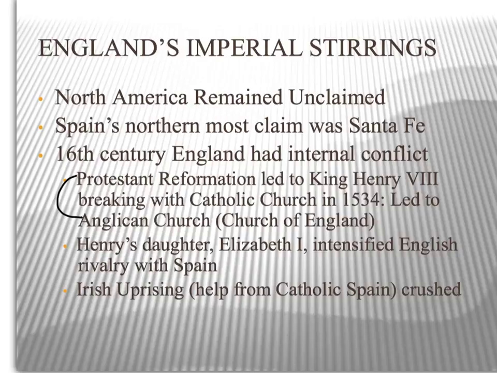Henry's daughter, Elizabeth, intensified the English rivalry with Spain for a couple of reasons. Number one, she will make Protestantism the official religion of England. Another reason is that her cousin Philip was pulling a lot of the silver and gold from the Americas, and he suspected that Elizabeth was paying a lot of pirates to raid, or maraud, on the Atlantic to try to take all that.